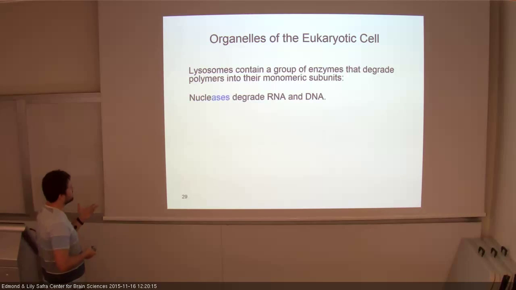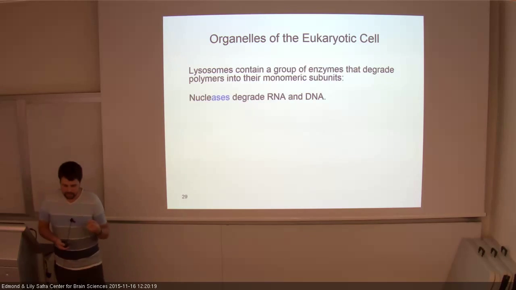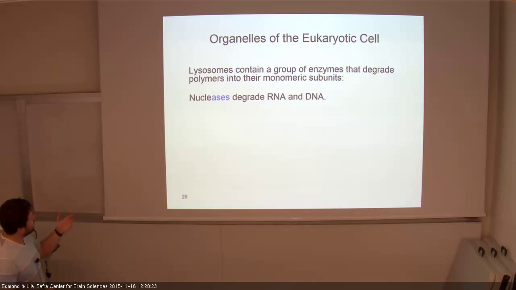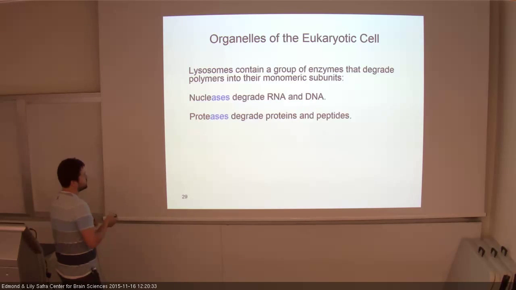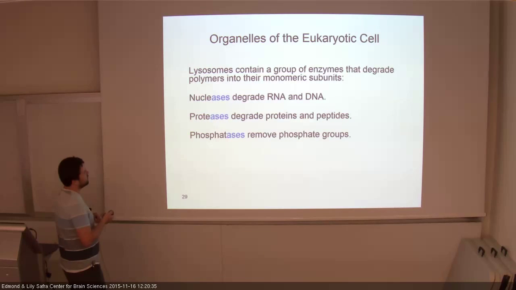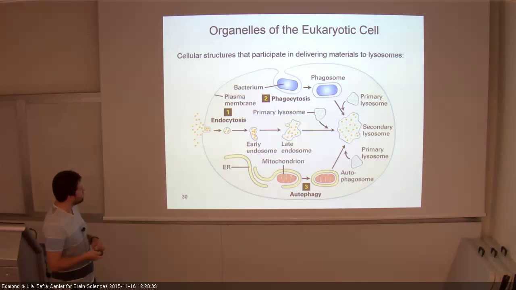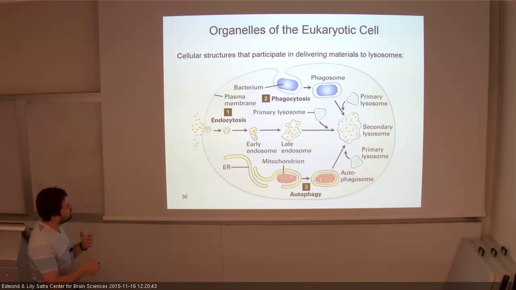In the lysosomes, you can find multiple types of enzymes, each degrading a specific molecule. The "-ase" ending means that it degrades the molecule named by the letters that come before. So nucleases degrade RNA and DNA. Proteases degrade proteins. Phosphatases remove phosphate groups, mostly from peptides. And this is an illustration that summarizes this whole degradation process.